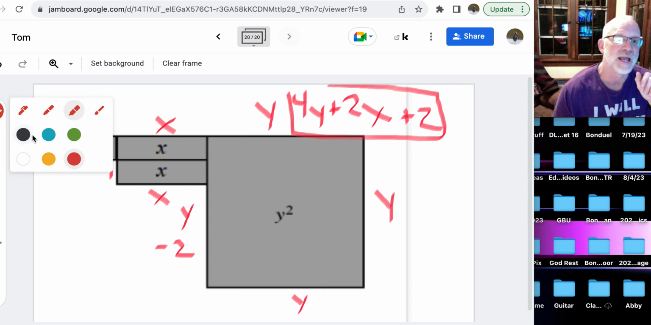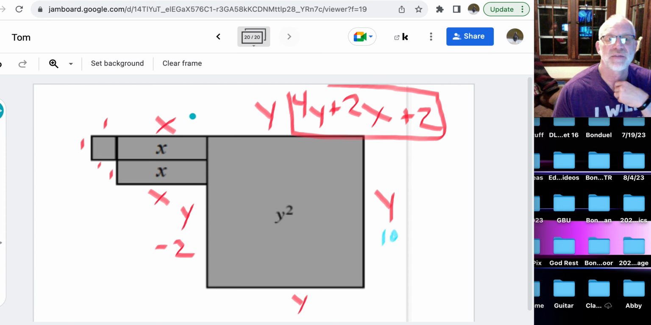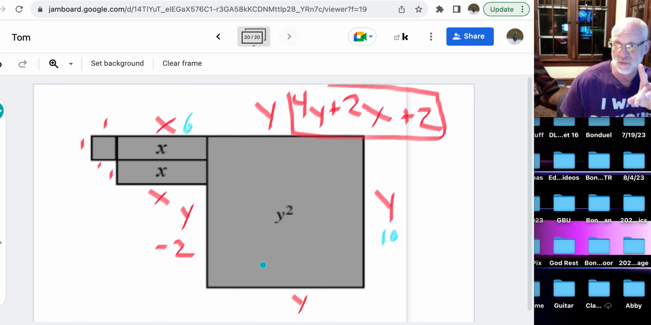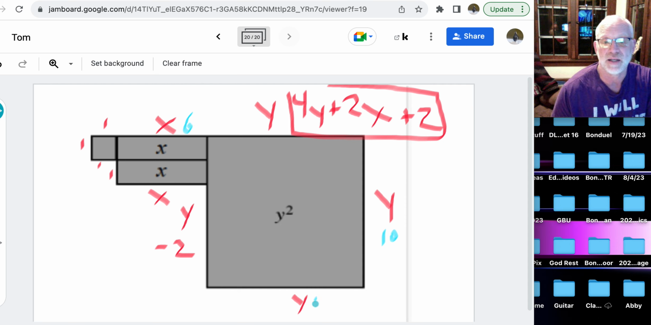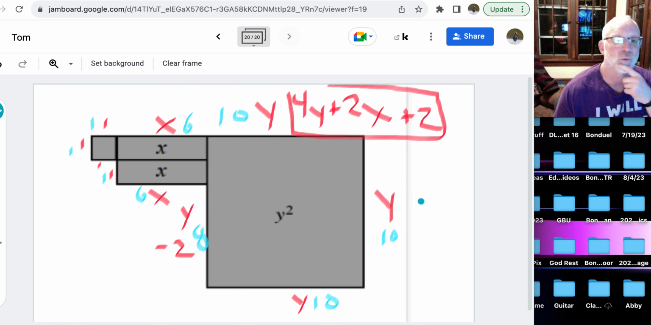Then we said, well, what happens if you take 10 for y, and if you make x is 6? Saw people do this two ways. They said, well, this is 10, this is 10, this is 10, this is 10 minus 2, 8, this is 6, this is 6, this is 1, 1, and 1. So they went 10, 20, 30, 38, 38 and 6 is 44, plus 6 is 50, plus 1, 2, 3, 4. They came up with 54.